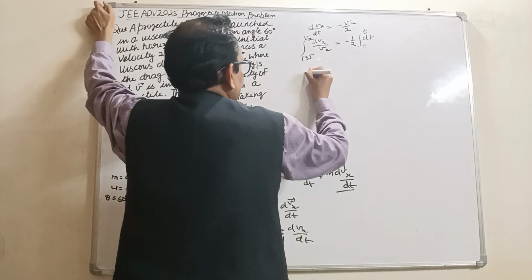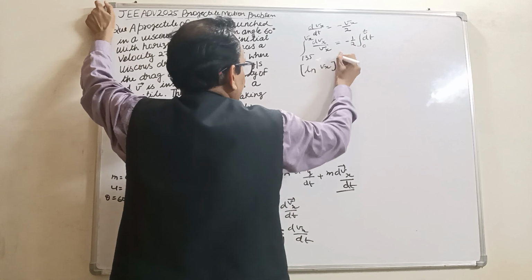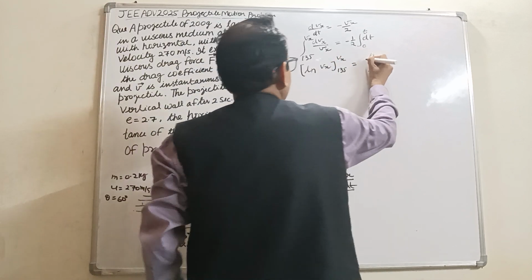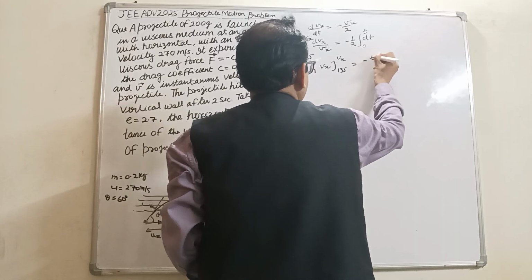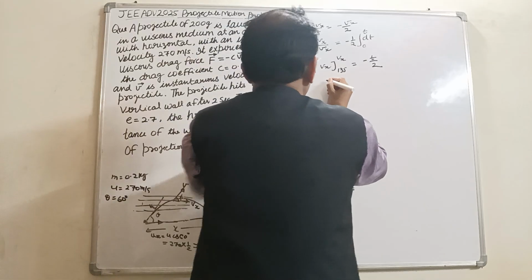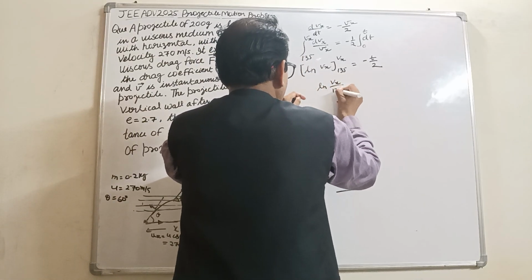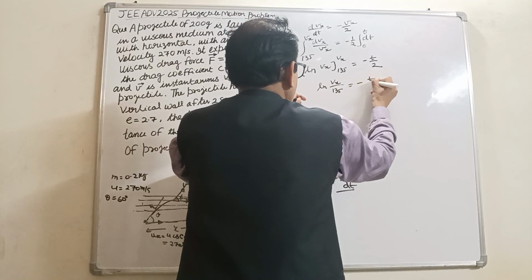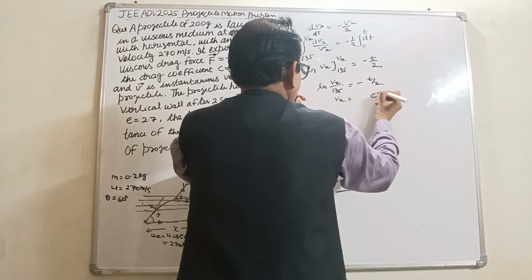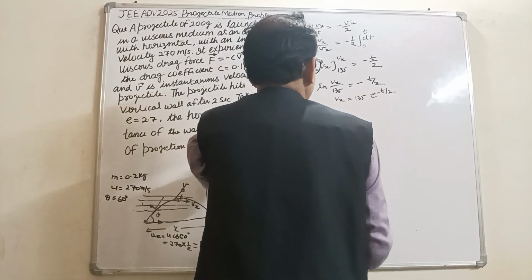So what is the integration? This would be log vx by 135 equal to minus t by 2. So we write natural log of vx by 135 is equal to minus t by 2. So vx is equal to 135 e raised to power minus t by 2.